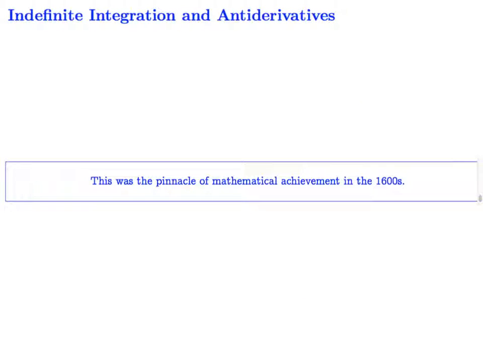So I'm not going to let you go without saying this a lot. This was the pinnacle of mathematical achievement in the 1600s. It brought together the ideas of derivatives and slopes. It brought together integrals and areas. All together, and it's the reason why you have computers, cell phones, you name something pretty neat technology-wise that you have today, and it is pretty much a result of calculus.